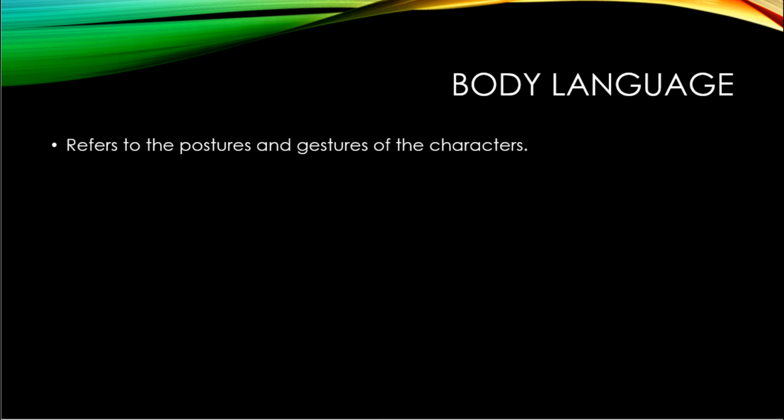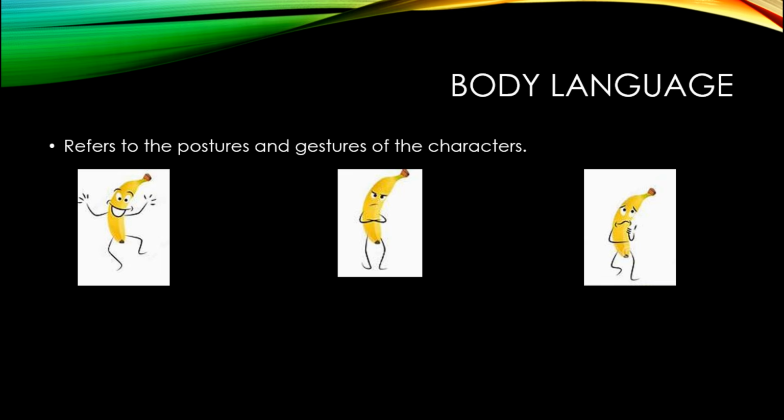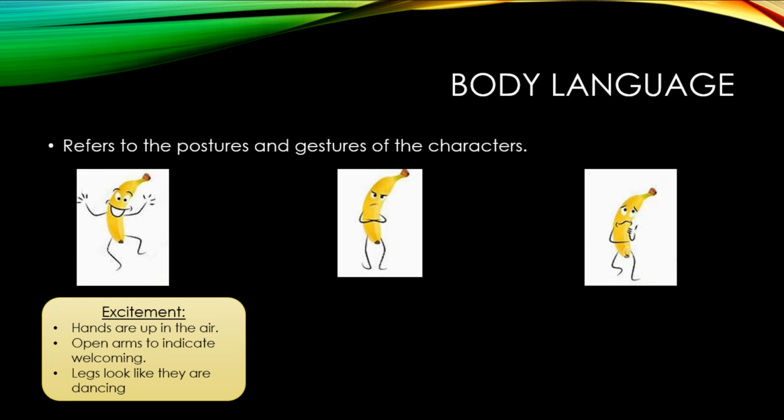Body language refers to the posture and gestures of the characters. Now, I've given you 3 bananas here. Okay, don't laugh. That's the ones I used. But you can see they have arms and feet and faces. So by using specific characteristics in their body language, you can analyze what they are feeling. In the first one, it's excitement because his hands are up in the air, open arms to indicate welcoming. Legs look like they are dancing, or jumping up and down, or whatever the case may be.